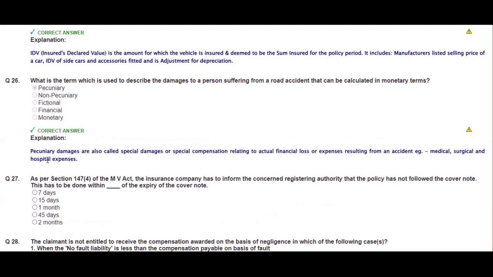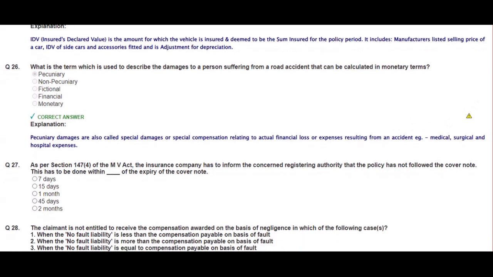Explanation: pecuniary damages are so calculated. Special damages means special compensation relating to actual financial loss or expenses resulting from an accident. Example: medical, surgical and hospital expenses.